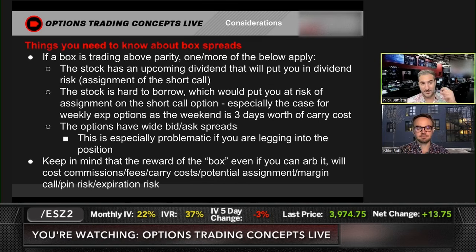The other occurrence, which happened most recently with all the GME and AMC craze, is a hard to borrow stock. It would put you at risk via that short call because it's hard to locate those shares to be short that stock. So if you have a hard to borrow stock, you're at risk of being assigned on that short option.